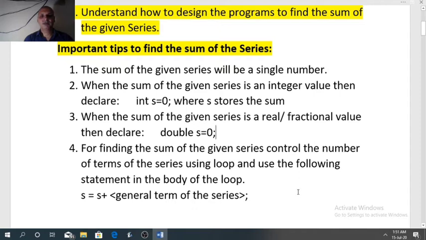Now for finding the sum of the given series, control the number of terms of the series using a loop and use the following statement in the body of the loop. This last point is very important. s equal to s plus general term of the series, then semicolon. Here the general term of the series involves the logic through which we are able to find each term of the series.